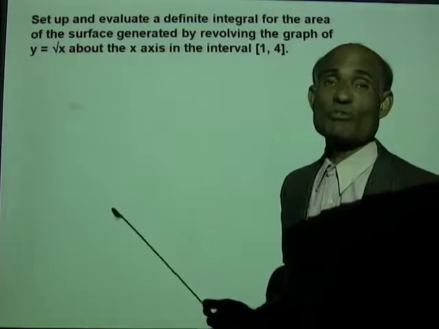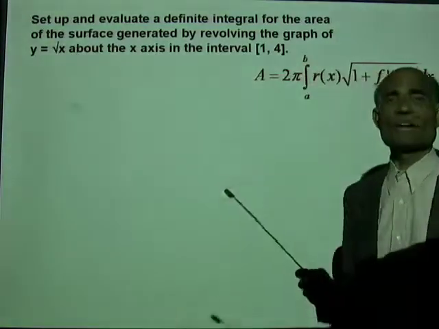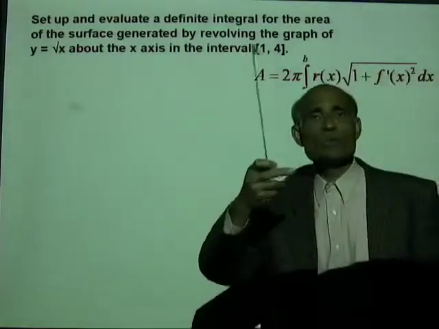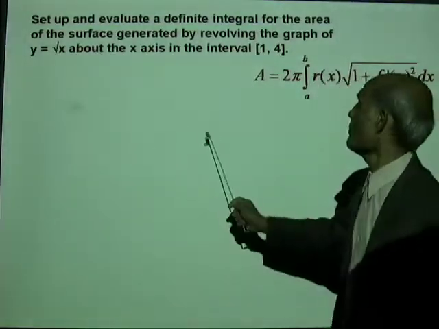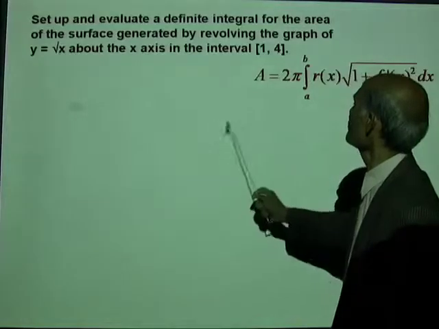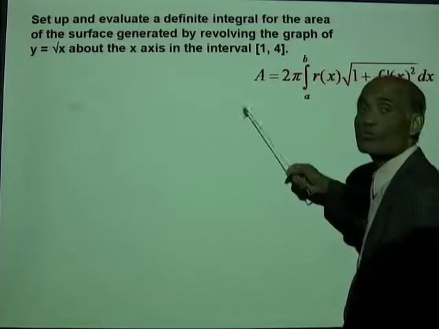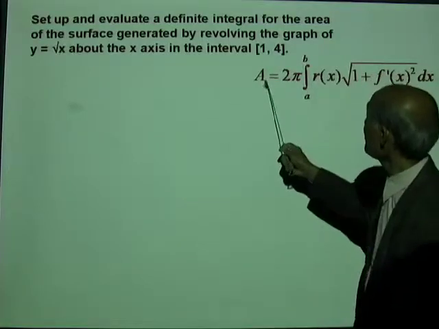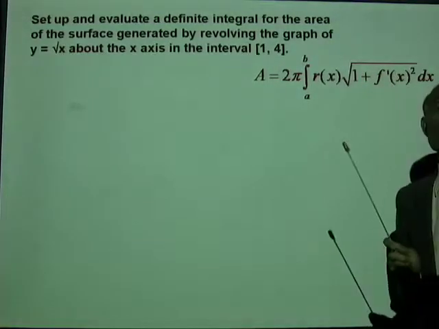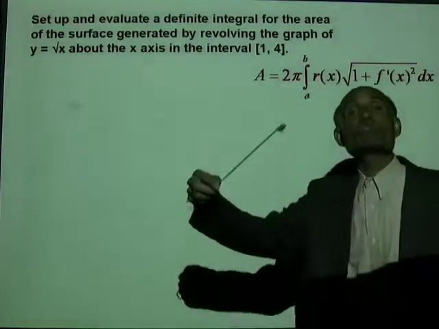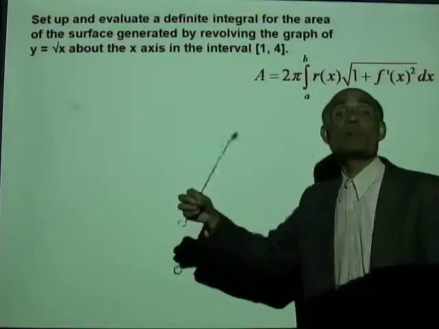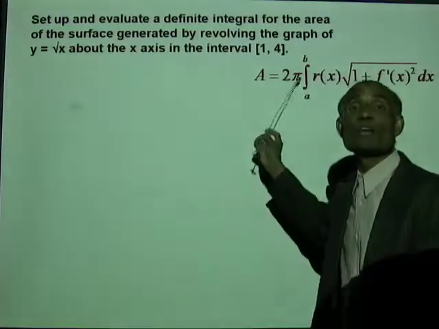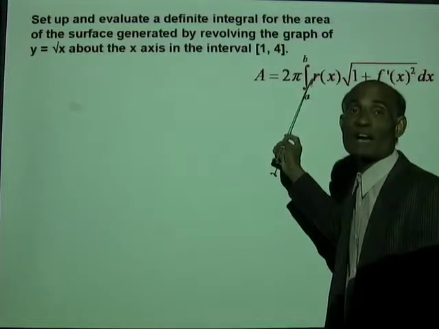Alright, first of all, draw that figure and see how that curve looks. Y equals square root of x is something like this. And you need to revolve it about the x-axis. And this is the equation for the area of the surface generated by revolving a curve about a horizontal axis.